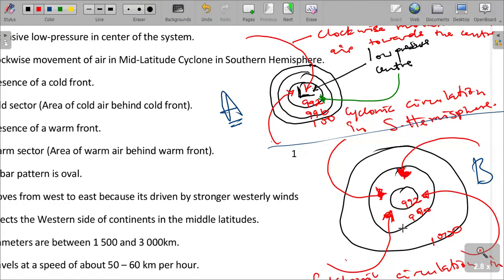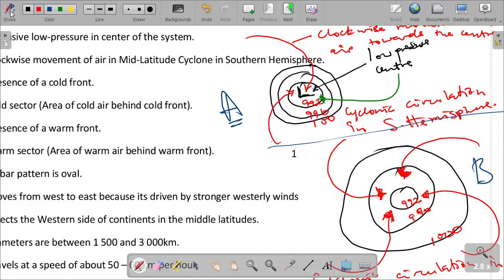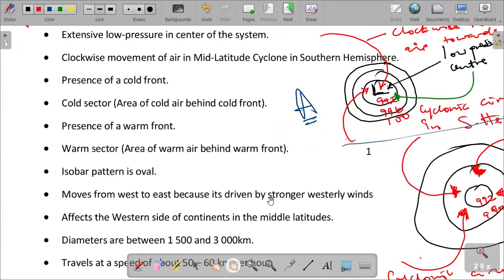So that is one thing that I wanted you to take note of. Obviously, take note of these anti-clockwise and clockwise motions of the air that moves in the two hemispheres, as I've mentioned now. So we can continue.